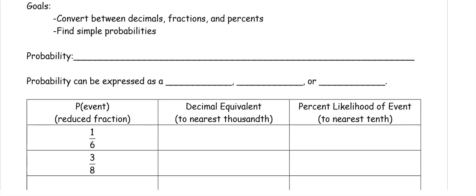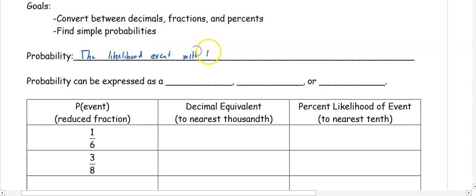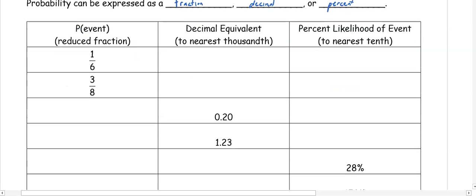This video is about converting between decimals, fractions, and percents and finding simple probabilities. So first of all, we need to know what probability is. The probability is the likelihood an event will happen. When we're looking at probability, we can express it in three different ways. We can do it as a fraction, a decimal, or a percent. So first we're going to talk about how to convert them from one form to another.